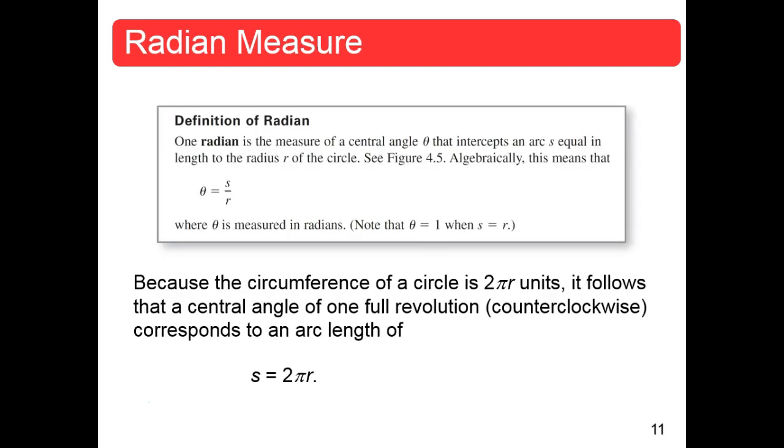So here's the definition of a radian. Finally, they say it right here. 1 radian is the measure of the central angle theta that intercepts an arc S equal to the length of the radius of that circle. That's what 1 radian is. So algebraically, and this says it far better, theta in radians is the ratio of the arc length to the radius. That says it all. Who cares what 1 is or 7 is or whatever? Any radian measure is the ratio of the arc length to the radius, where theta is measured in radians.